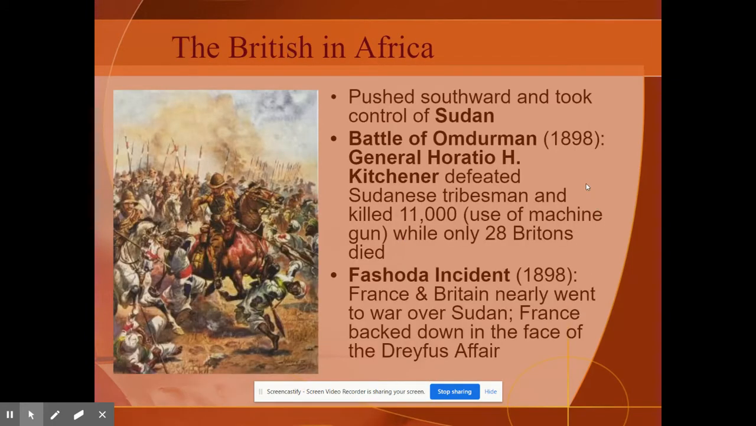So the British in Africa, we're going to see there's a push to gain more territory. And this is where we're going to see problems. This is what Bismarck was talking about. The Battle of Omdurman. You're going to see the defeat of the Sudanese.